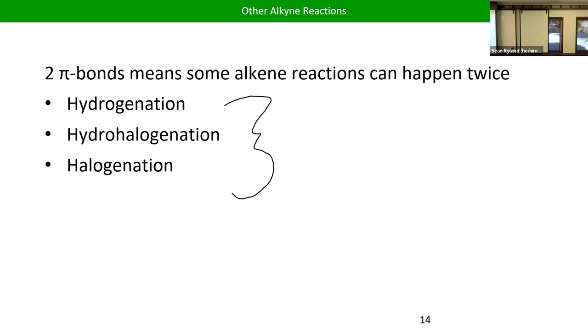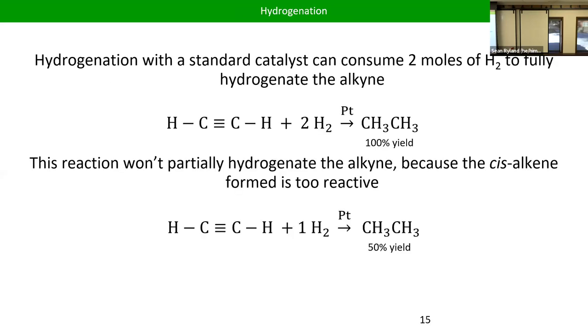And some of them we can control just by controlling the stoichiometry. But hydrogenation in particular, because it has that catalytic property, is different. If you had two equivalents of hydrogen gas, you hydrogenate both of the pi bonds. But we can't just take one equivalent of hydrogen to make the alkene. It doesn't work that way because it's catalytic and it's on the surface. Remember that it relied on our alkene kind of sticking to the surface.